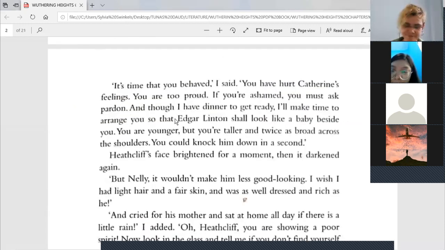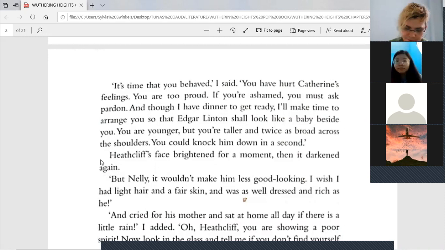"It's time that you will behave," I said. "You have hurt Catherine's feelings. You are too proud. If you are ashamed, you must ask pardon. And though I have dinner to get ready, I'll make time to arrange you so that Edgar Linton shall look like a baby beside you. You are younger, but you are taller and twice as broad across the shoulders. You could knock him down in a second."